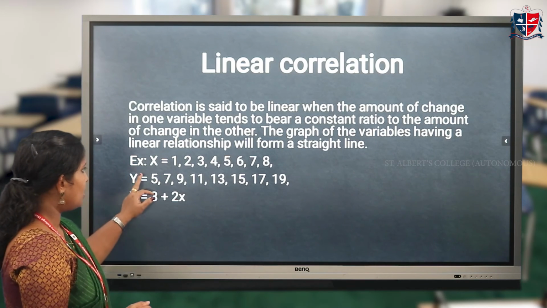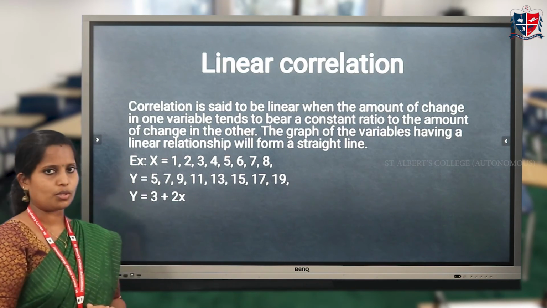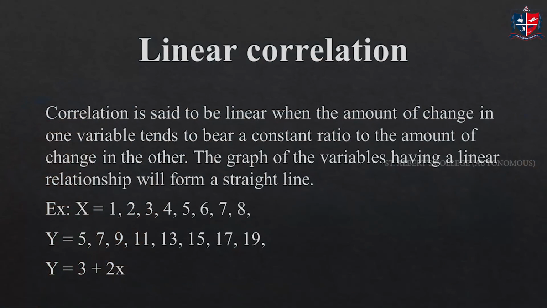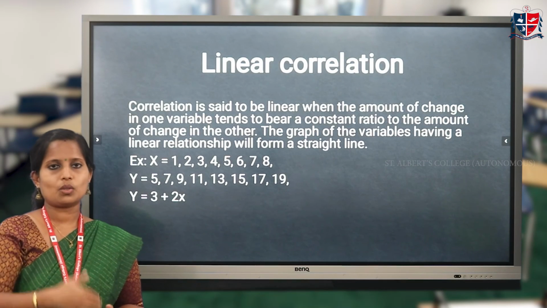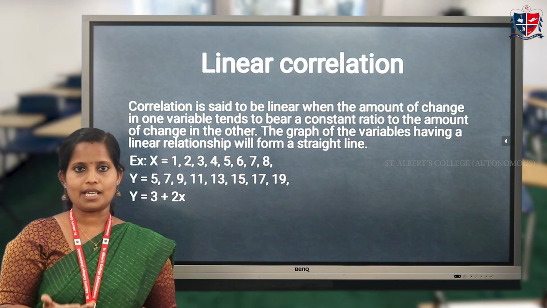Here you can see our example. Here we have an x variable and a y variable. When we see this data, x is in an increasing pattern: 1, 2, 3, 4, 5, 6, 7, 8. But y is also increasing, in a constant ratio. So by using this data of x and y variables, we can make a relation that y is equal to 3 plus 2x.